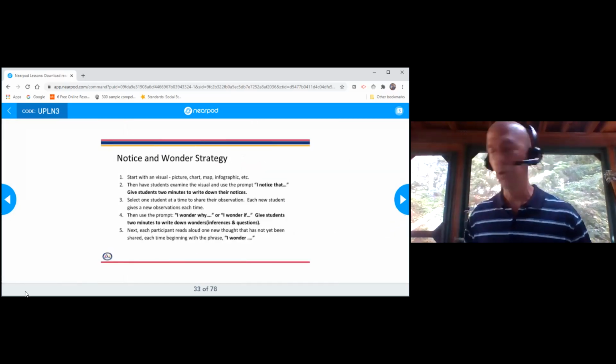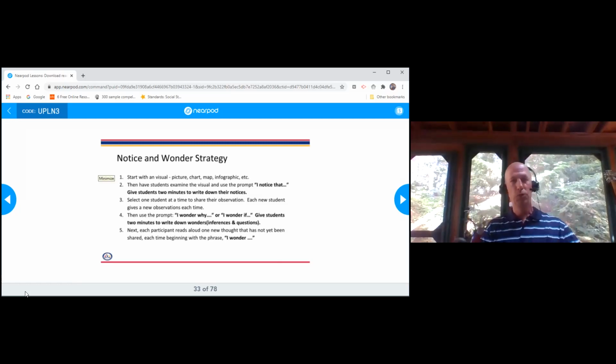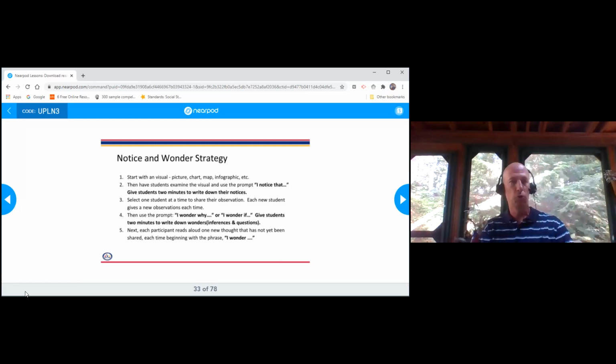Okay, and I went over a little bit on the notice and wonder, and so we're going to go through and do this as if we're doing it with students. What you start with is a picture, a chart, a map, or an infographic. You start off with, what do you notice about it? Those notices are what they can see there. I give them about 2 minutes to write down notes, and we then review those. I would review them with partners first, and then review those as a whole group.